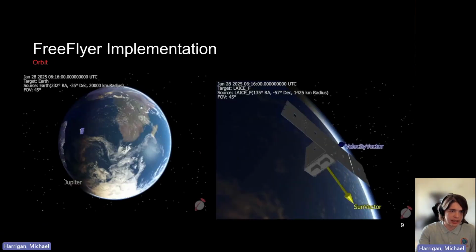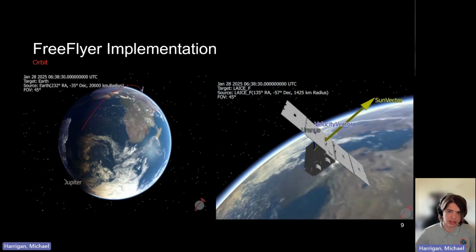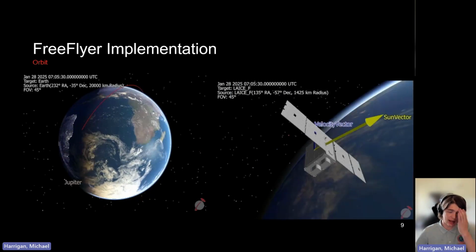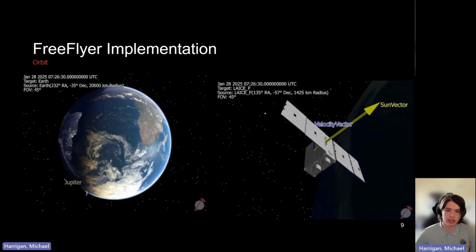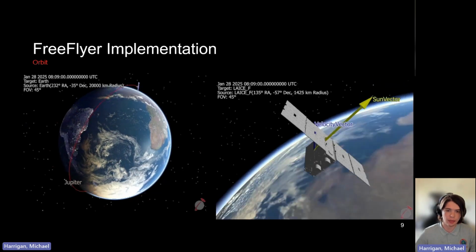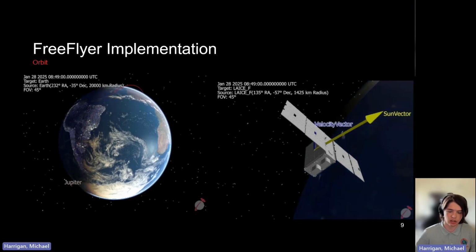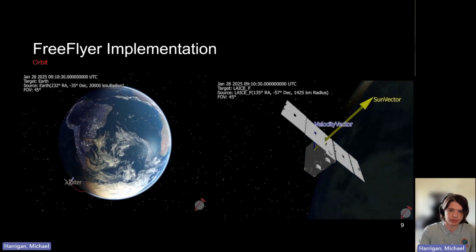Here we can see a little simulation of what some of the results we had look like. This is what it looks like while it's collecting the data. We wanted to be able to visualize to make sure that we're pointing in the correct directions, that the solar panels are actually pointed towards the sun, and to ensure that the payloads are operating as expected.